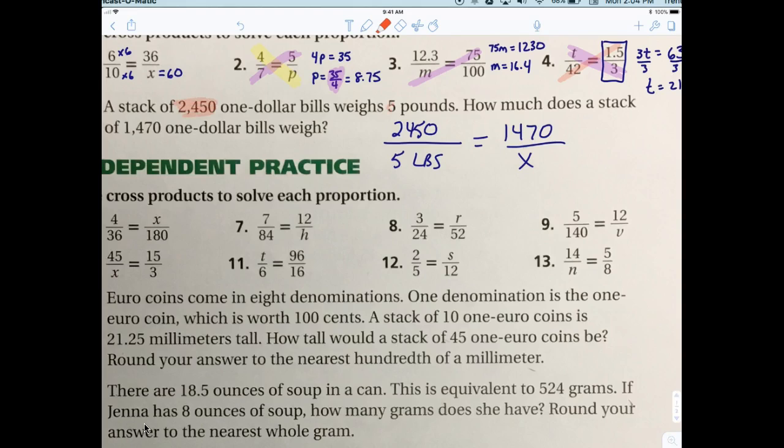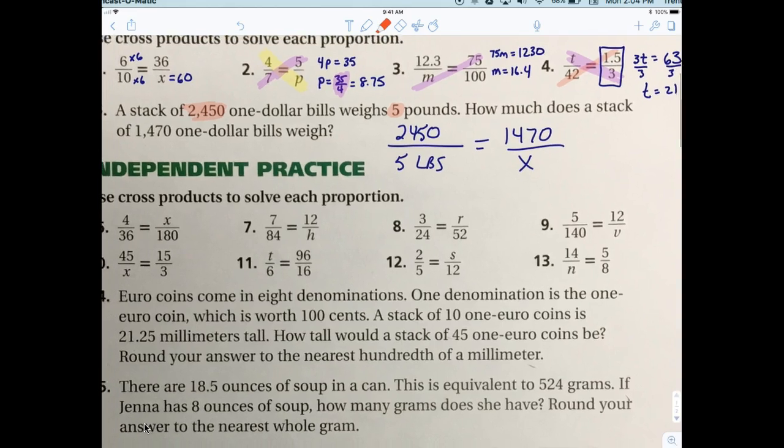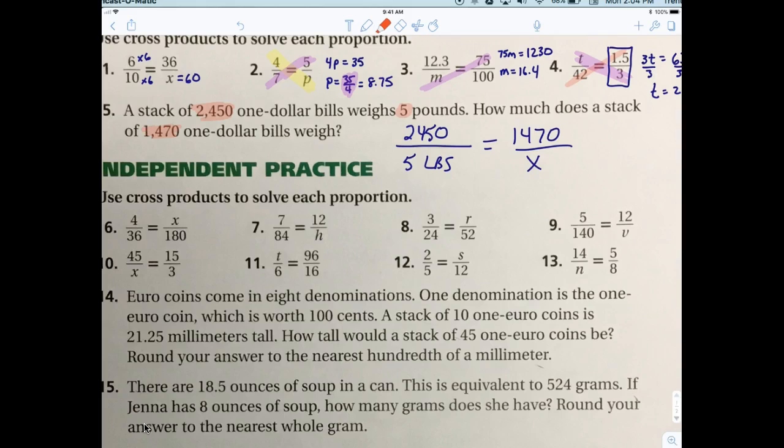2,450 has 5 pounds. You with me? So that's the comparison. That's the ratio. Now, the bottom is the weight and the top is how many. So when they give you the other one, the 1,470 is how many there are. That's why it went on the top. You hear me now, right? Very important question. Good job. If you don't know something, don't sit.